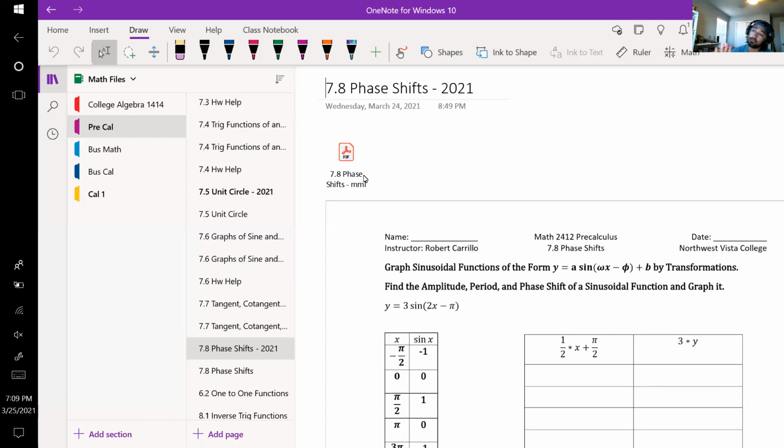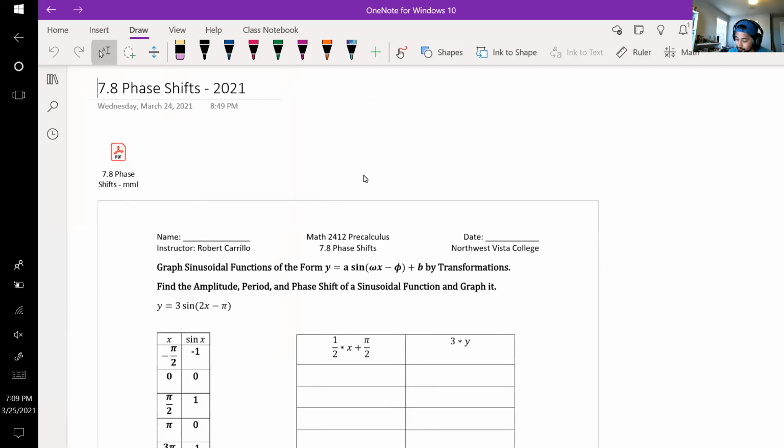Shift. So we're going to move the graph to the left or to the right based on whatever's inside those parentheses. And we can do this by transformations and key points. So we're first going to start off with transformations.